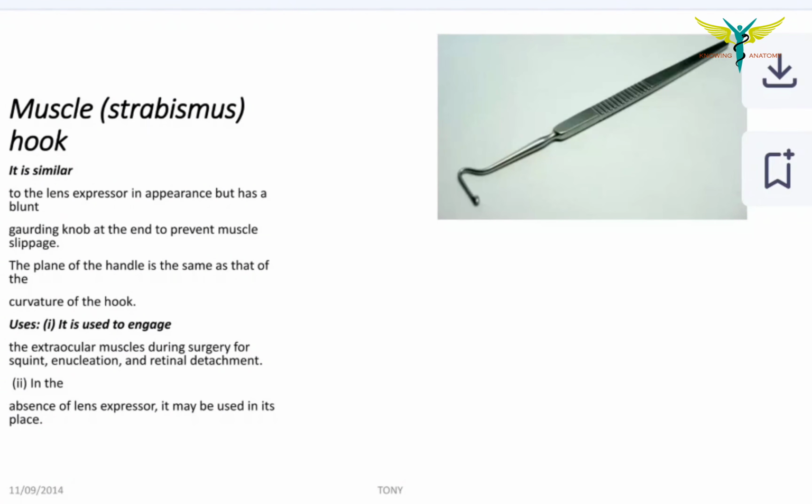Muscle or strabismus hook. It is similar to the lens expressor in appearance, but it has a blunt knob which guards and prevents the muscle slippage. It is used to engage the extraocular muscles during the surgery for squint, enucleation, and retinal detachment. It is used in the absence of lens expressor, and it may be used in place of lens expressor.